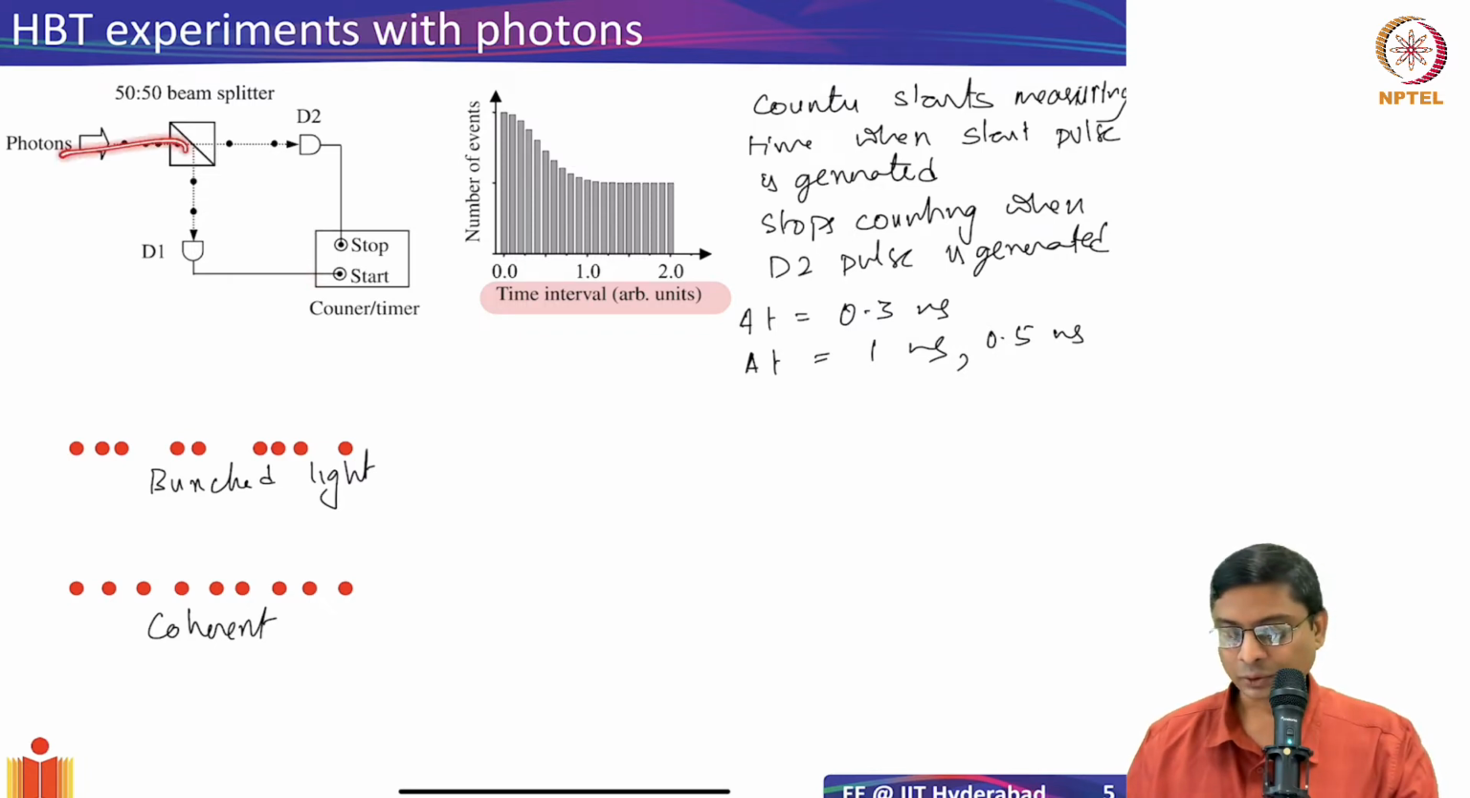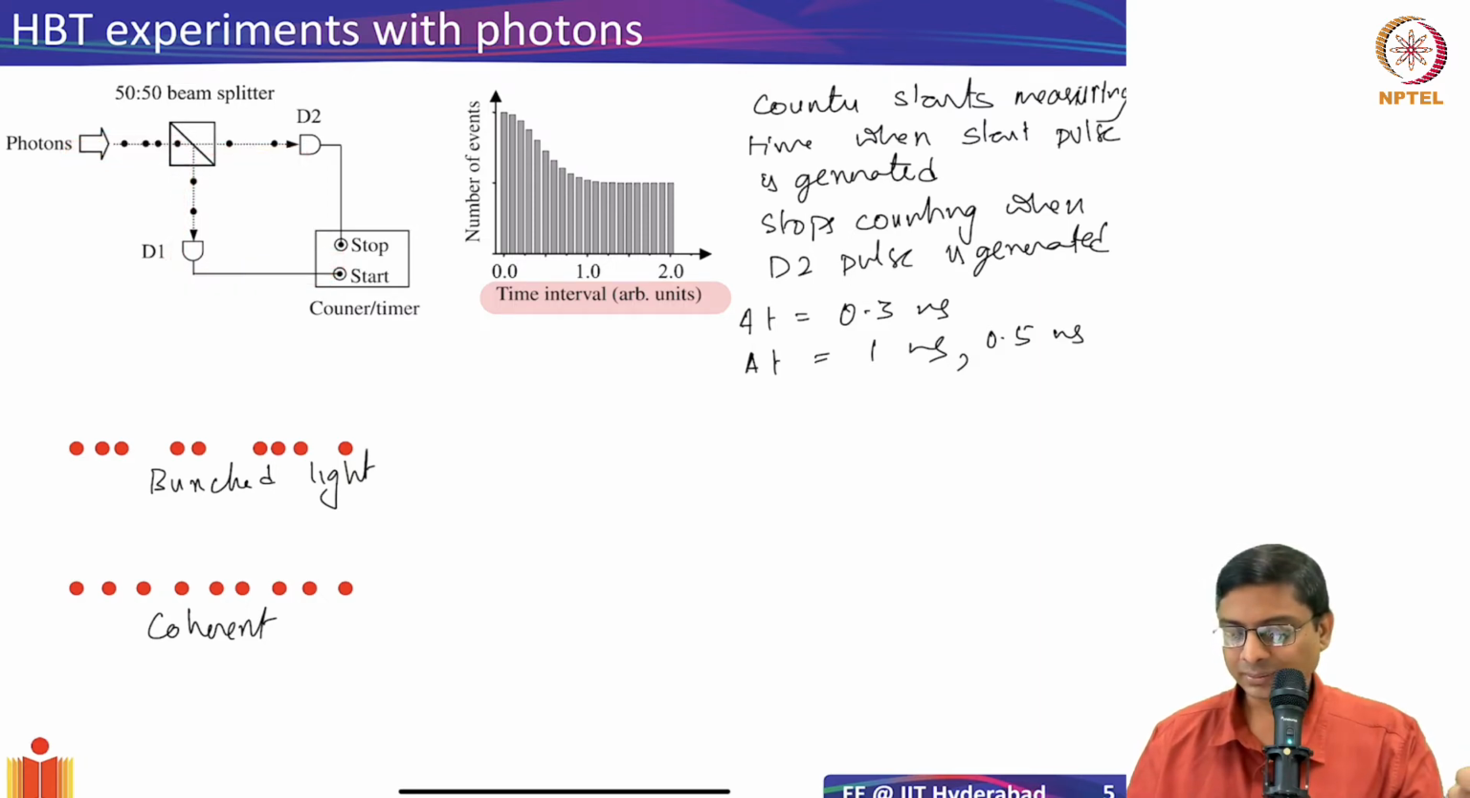Correct? Similarly, you can construct. Suppose first photon comes to D1 and the second photon also comes to D1. Nothing much happens. If the first photon goes to D2 and the second photon comes to D1, after the second photon it starts counting. The first photon is ignored. There's nothing to stop. First photon is ignored. Only when it starts counting, right?